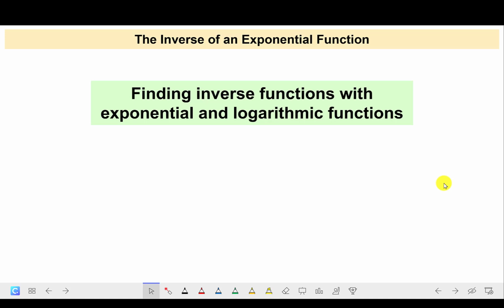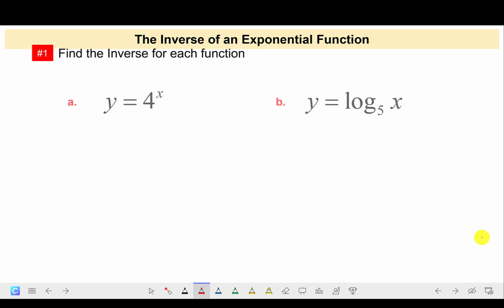Hey guys, in this video we're going to build on what we started learning about yesterday as far as the inverse relationship between logs and exponents, or exponentials. We're going to tackle some easy problems and then a couple of more challenging ones, okay? So let's go ahead and get started.